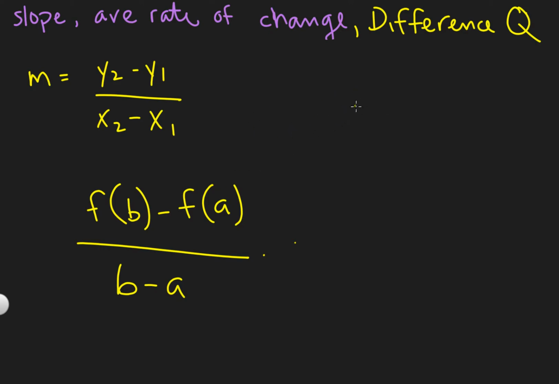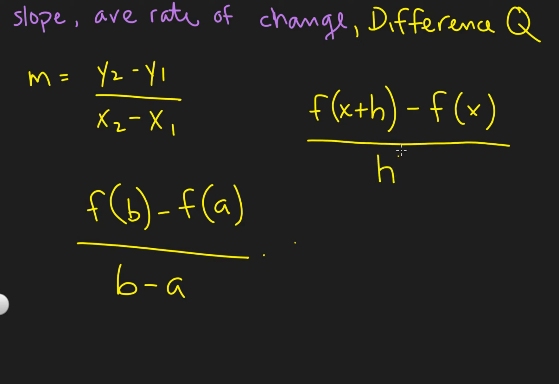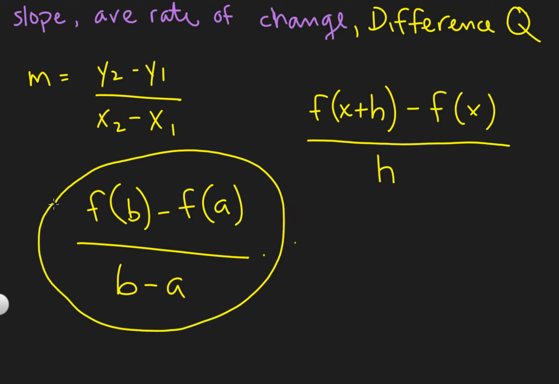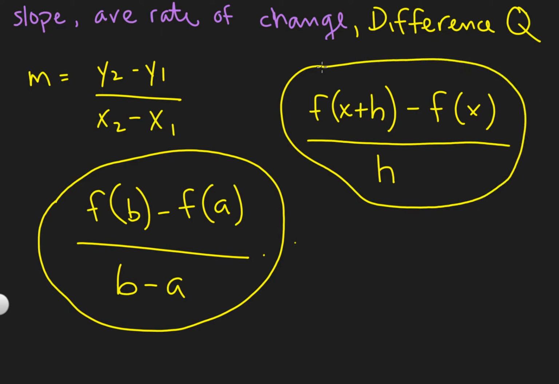And the last one is the difference quotient, where your 2 points are evaluated based on the input x and a distance of h units away from that x. So the difference quotient is going to be f of x plus h minus f of x over h. Now, if any of these two new ones are unclear, go back and check the last video. This tells you how we get them and how they're interpreted.